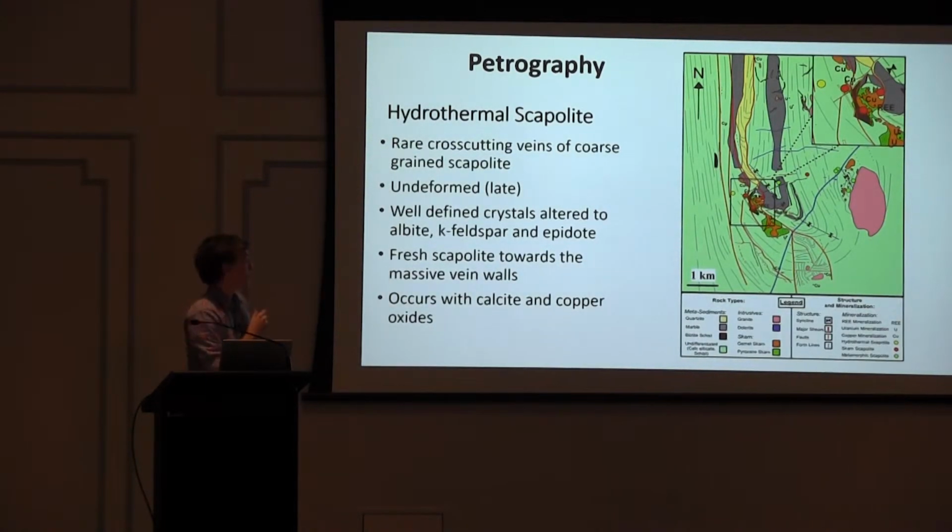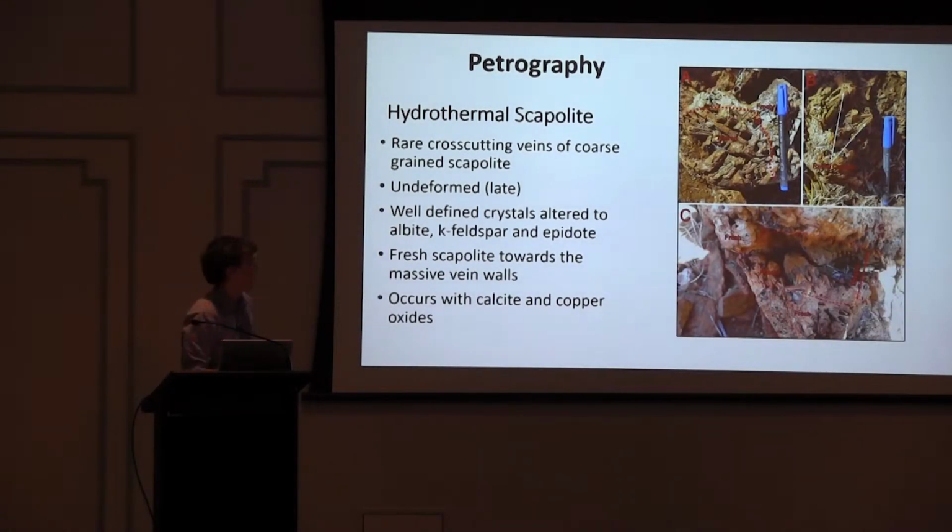The third and latest generation is the hydrothermal scapolite, and we only identified this at one location, which was that little yellow dot there. These occur as coarse-grained, rare cross-cutting veins, which are clearly undeformed. Most of the region has been exposed to amphibolite facies metamorphism, and our interpretation of these being late is because there's no way that these could have been preserved in their current condition if they had undergone amphibolite facies metamorphism.